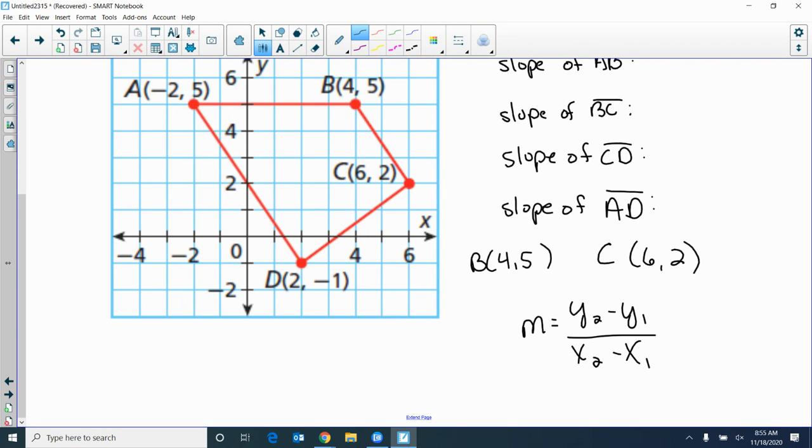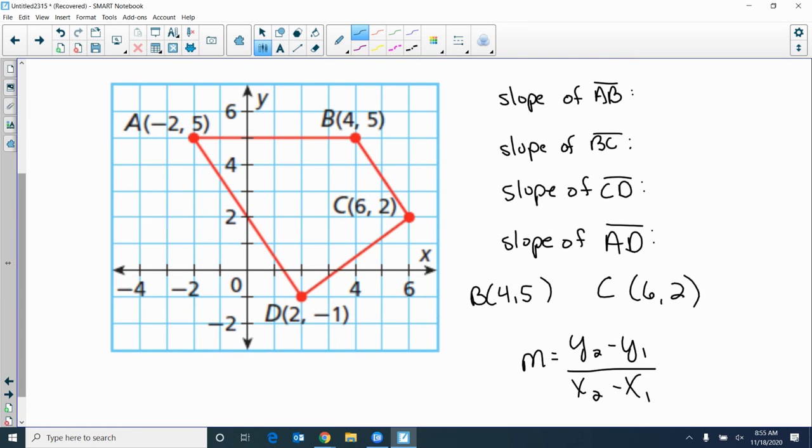All right, there's two ways to do this. If you got the graph, you can go up and over, but don't forget your slope formula. That will come up in certain areas. If I take a look at point B and point C, (4, 5) and (6, 2), y2 minus y1 would be 2 minus 5, and 6 minus 4 is my x's, and so that gives me negative 3/2. So the slope of BC should be negative 3/2.